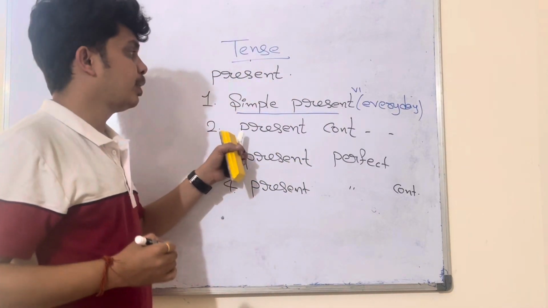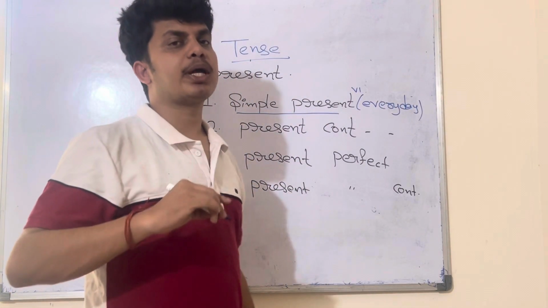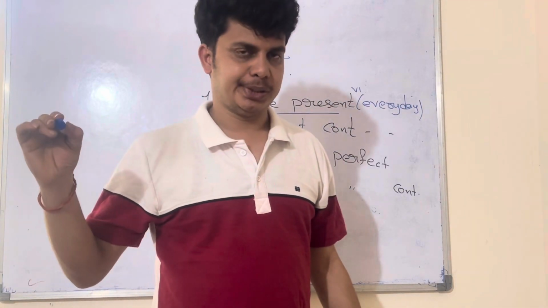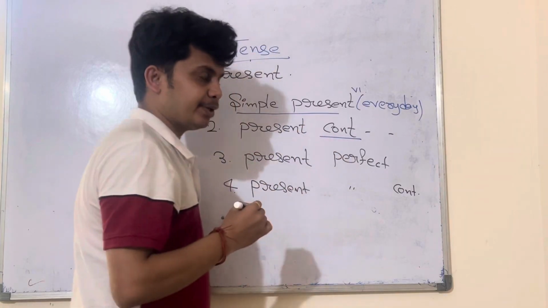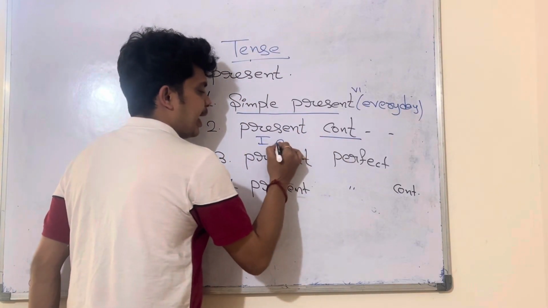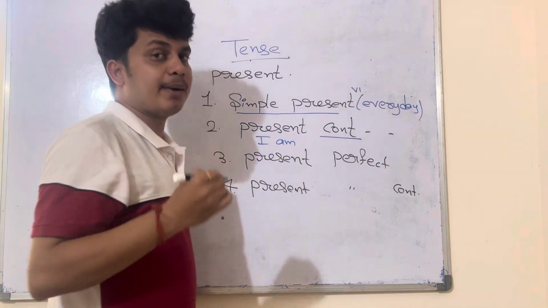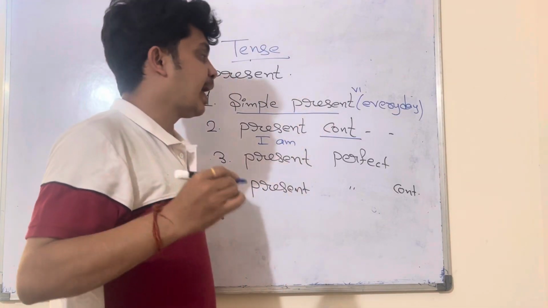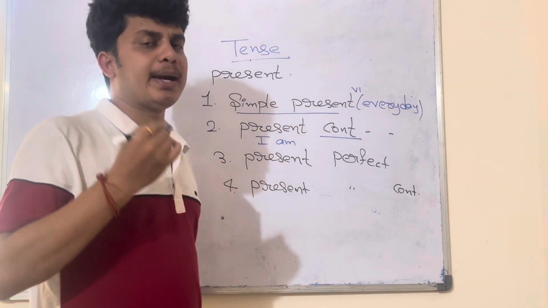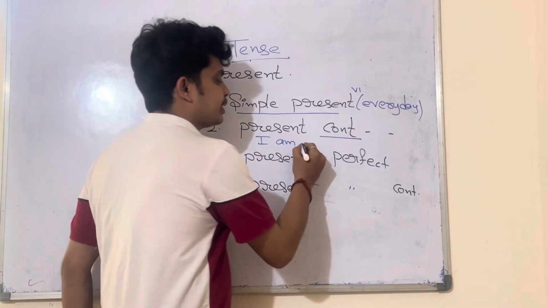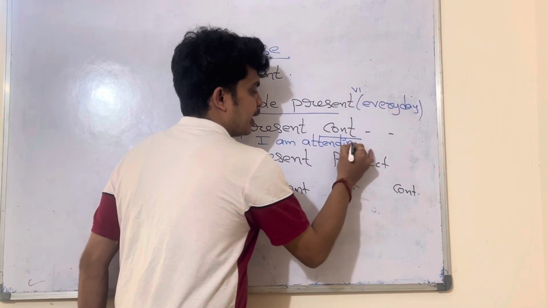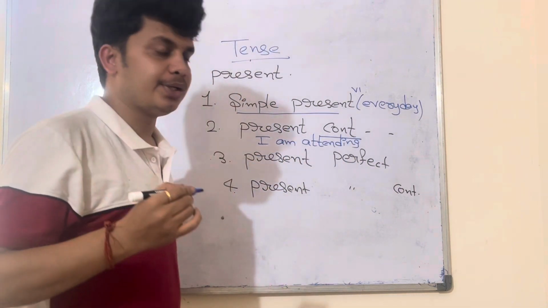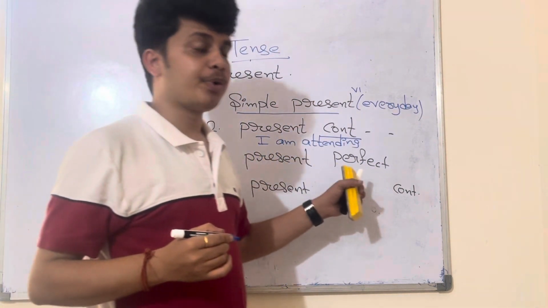Now, if you want to talk about an ongoing action in the present, then you have to use present continuous. For example, I am attending the spoken English, I am talking to you, I am listening. So anything that is ongoing right now comes under present continuous. Next comes the present perfect.